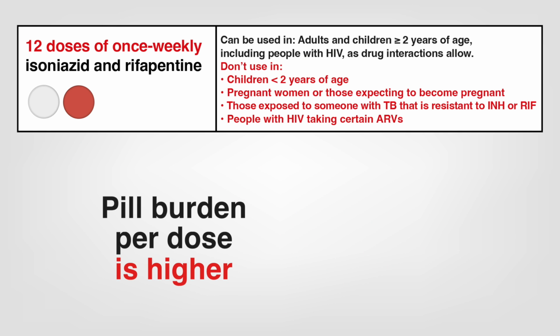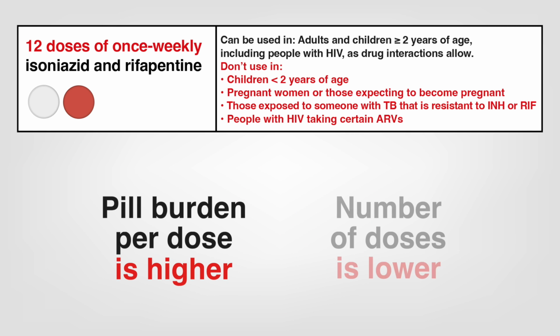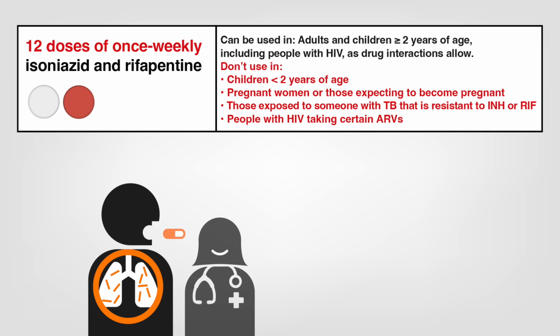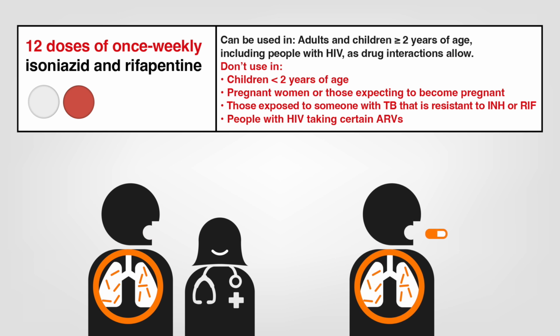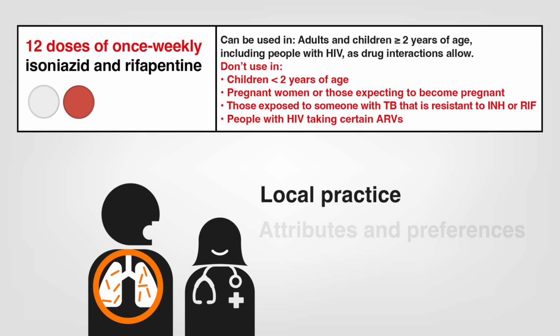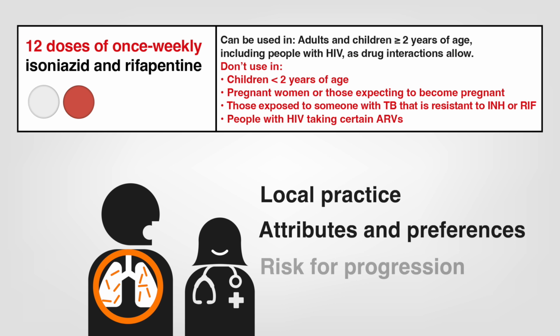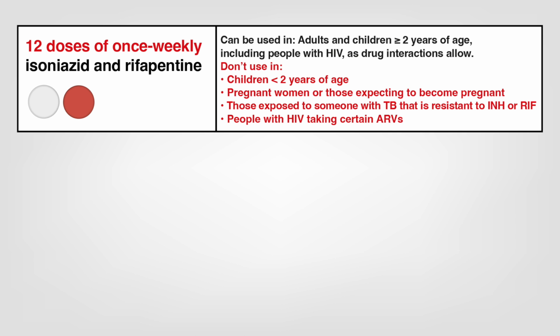The pill burden per dose is higher with this regimen. However, the total number of doses is much lower. This regimen can be provided by DOT or self-administered therapy. Choose the mode of administration based on local practice, individual patient attributes and preferences, and other considerations, including risk for progression to severe forms of TB disease.